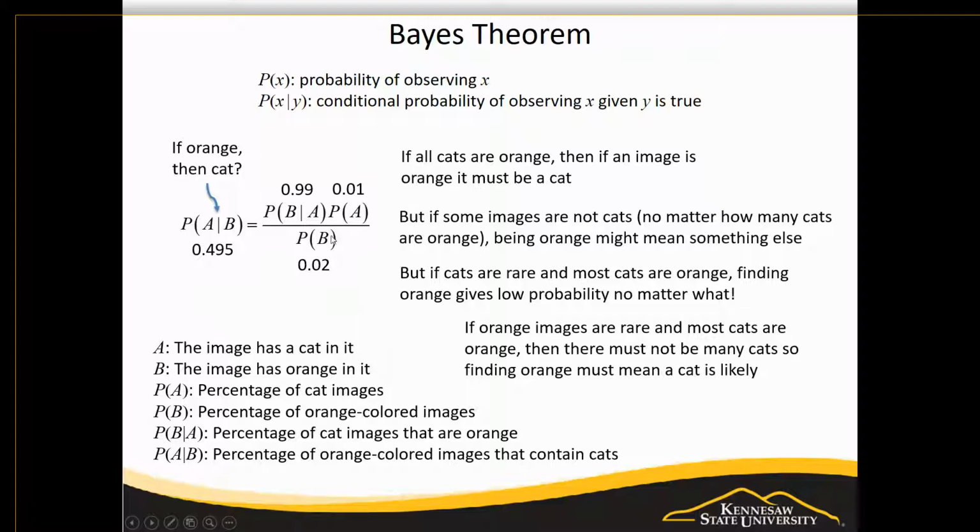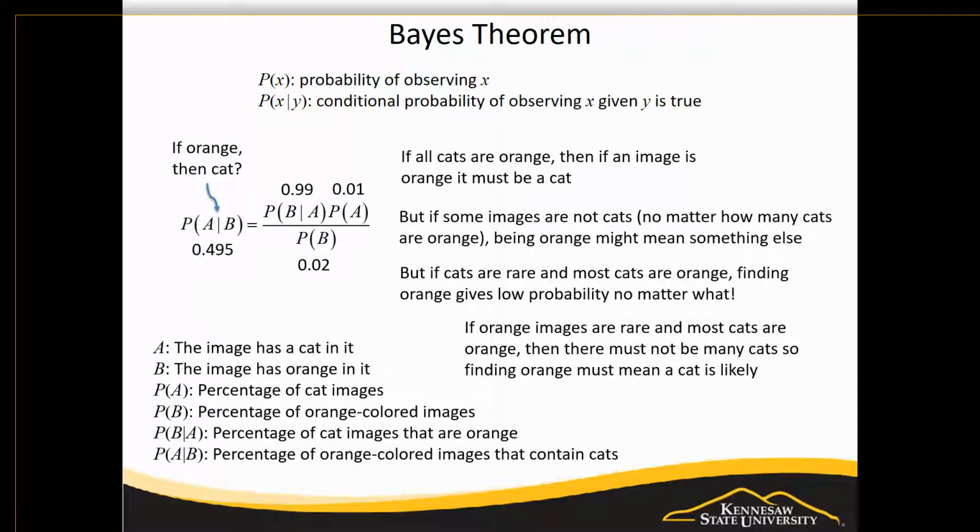So in that case, these two things have to be small if that's big. And in that case, you can see here the numbers turn out that if you find orange, that's a 50% chance that it's a cat, even though there's hardly any cats in the images. Okay? So again, these are sort of intuitive arguments. That equation right there is Bayes' theorem. And we've given some intuitive arguments for why that theorem makes sense.